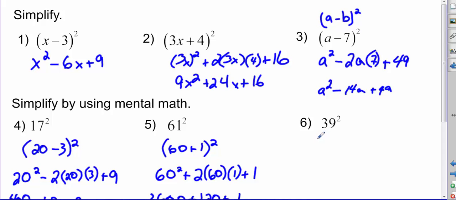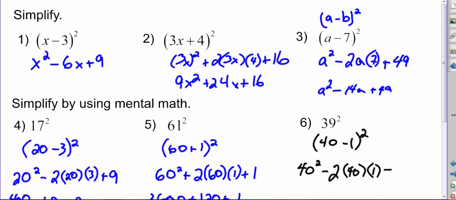We have 39 squared. It's basically the same as writing 40 minus 1. And so on that one, we're going to get 40 squared minus 2ab, so we're going to have 2 times 40, and we're going to have a 1. And then we're going to add b squared, which is simply 1.